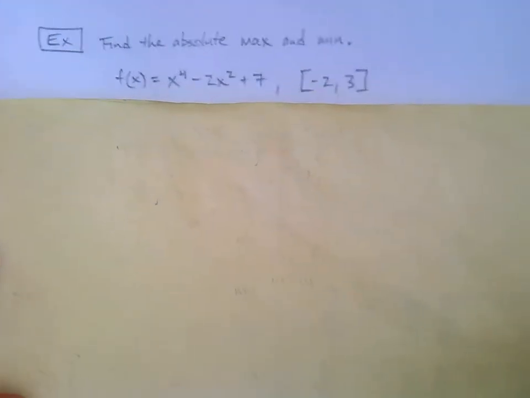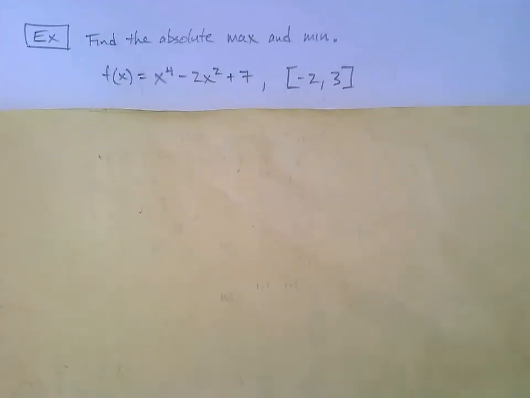Find the absolute max and min. We've got this function here: f of x equals x to the 4th minus 2x squared plus 7. And the interval is just from -2 to 3. So we only care what's happening between -2 and 3. Well, it begins with the critical numbers.